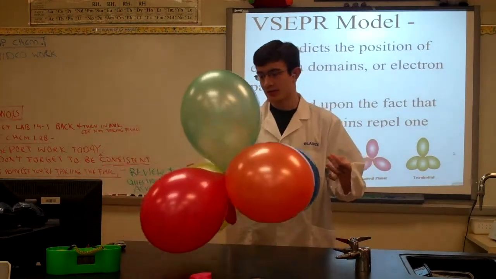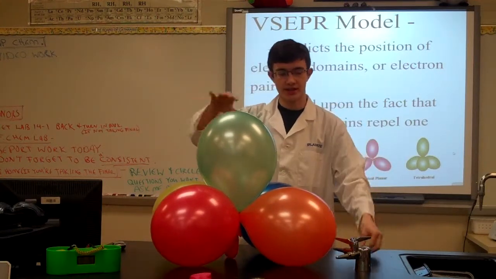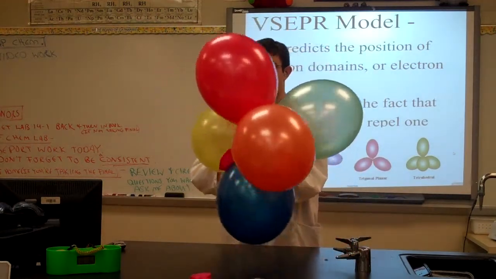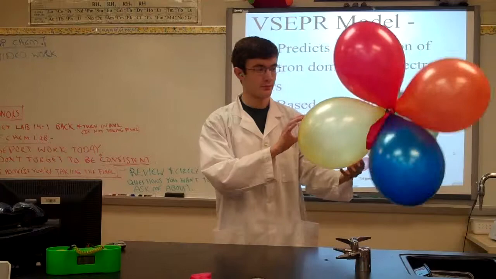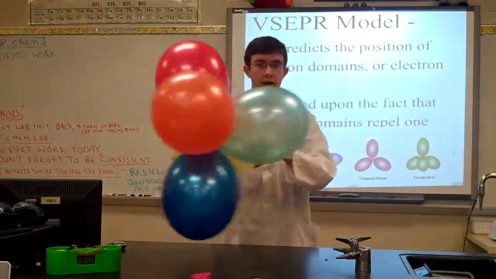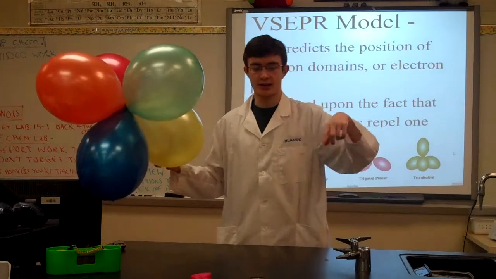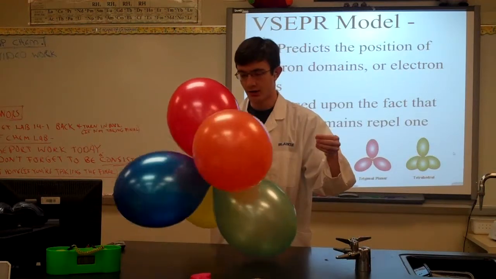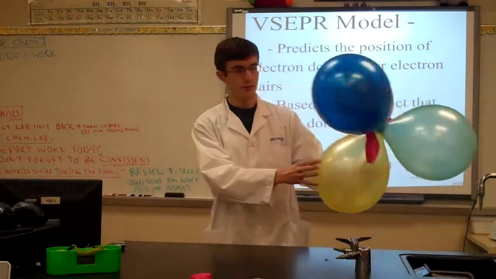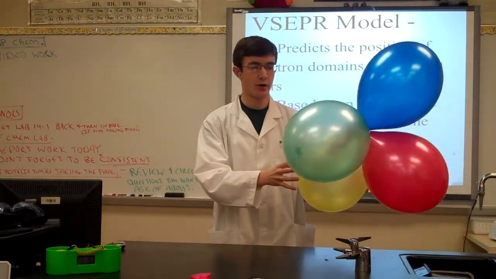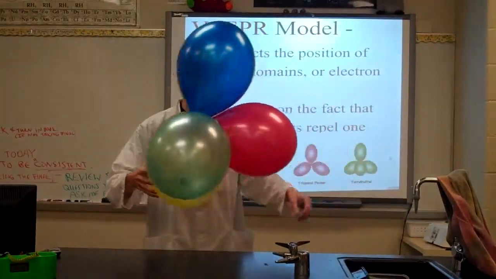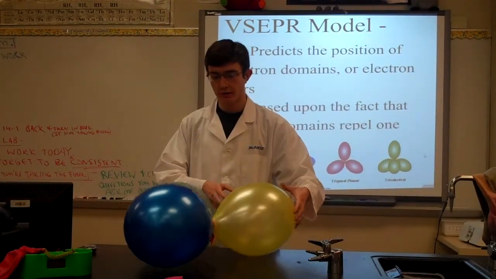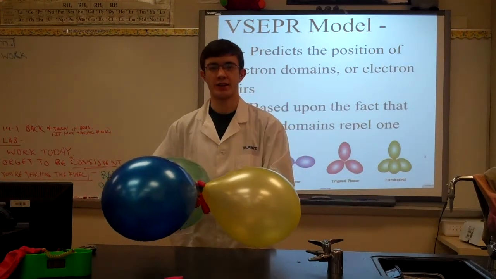What we saw there is it went from a group of 6, with 4 coming out either way and 2 coming out from the top and bottom, to this, where we have three balloons coming out with 120-degree angles between each, and then one coming out of the top and one coming out of the bottom. If we pop another one, we get a tetrahedral shape, where we have 4 balloons coming out at equal angles from one another. And if we pop one last one, we get a trigonal planar, where we have 3 balloons in one plane, all with 120-degree angles between them.